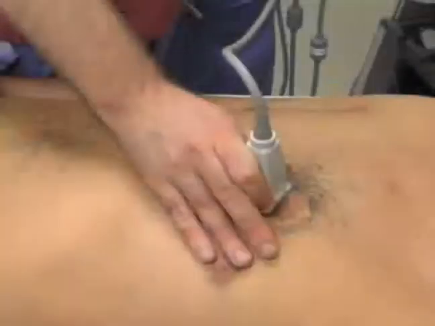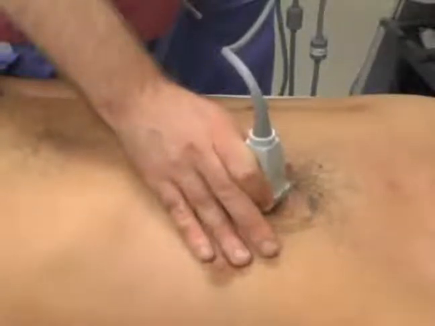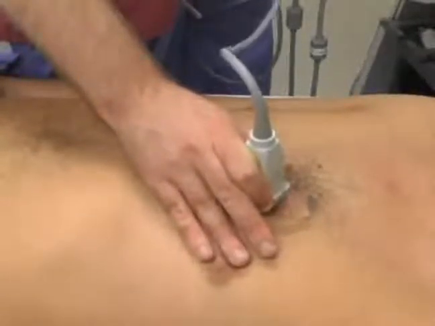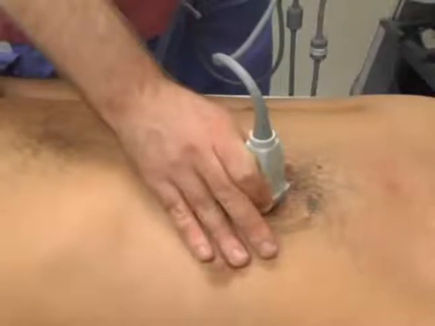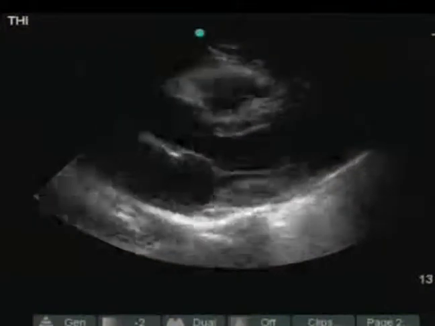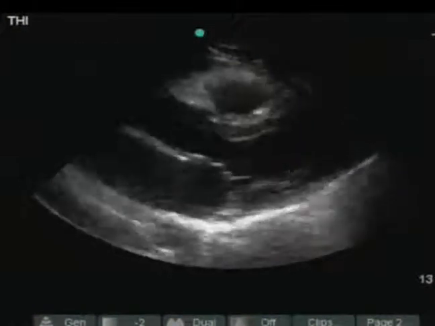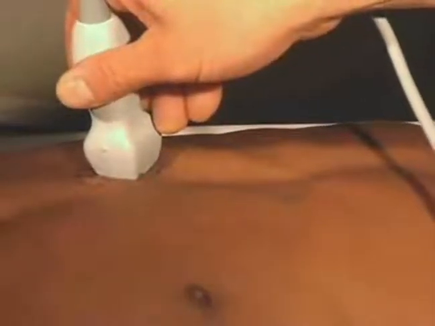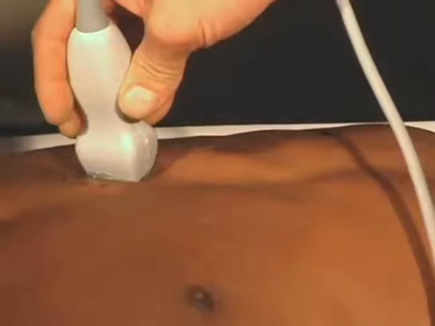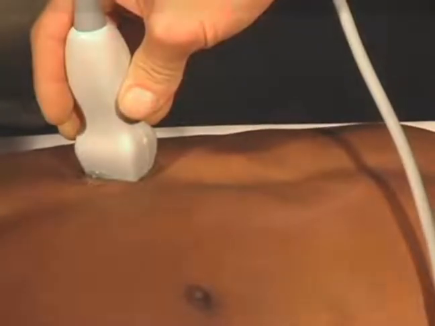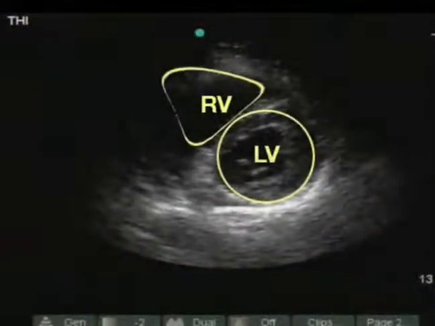The peristernal long view is obtained by placing the probe adjacent to the left sternal border with the indicator to the patient's right, in a plane that runs parallel to the long axis of the heart from the right shoulder to the left hip. The right ventricle is seen in the near field, and the left ventricle is deeper and to the right on the screen. From this position, the peristernal short axis view is obtained by turning the probe counterclockwise so that the directional indicator is pointed at the right hip. This view produces a cross-sectional image of the cardiac chambers.